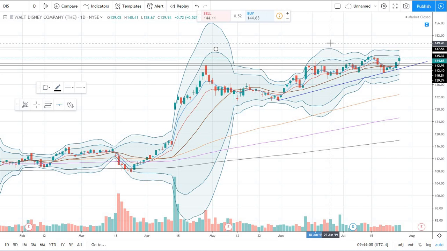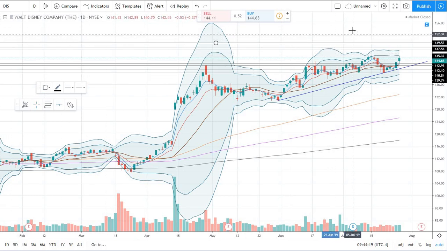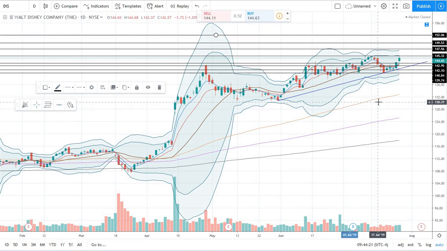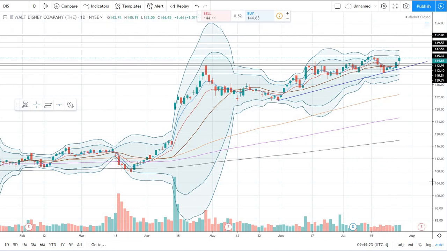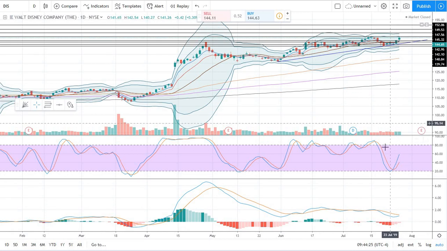I'll adjust these in a second. 149 and a half. And then 150 plus here. So yeah, maybe we'll do like 152. So we're going to make sure our indicators aren't too overbought.